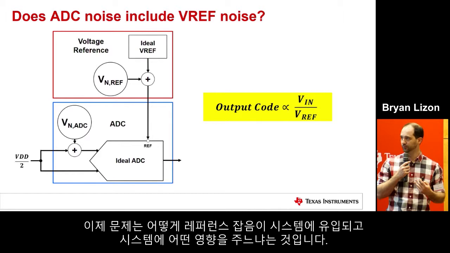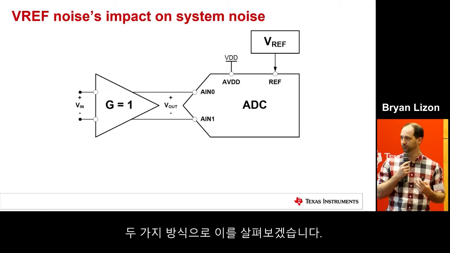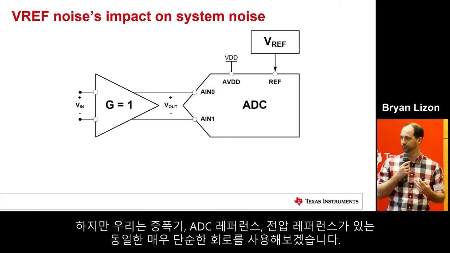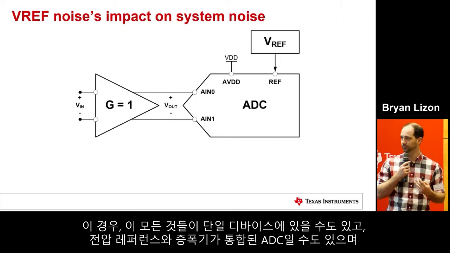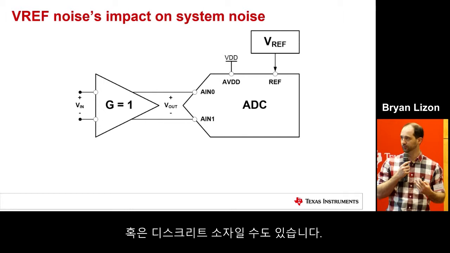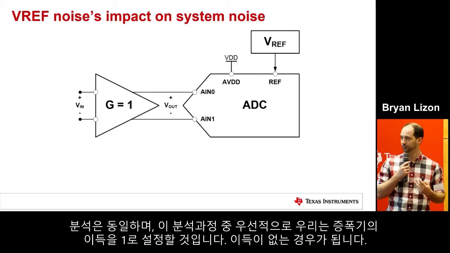So the question then becomes, how does reference noise enter the system and what effect does it have? We're going to look at it in 2 different ways, but we're going to use the same very simple circuit with an amplifier, an ADC, and a voltage reference. In this case, these could all be one device. They could be an ADC with an integrated voltage reference and an integrated amplifier, or they could be discrete components. The analysis is the same.